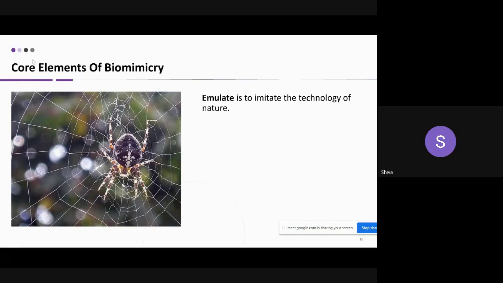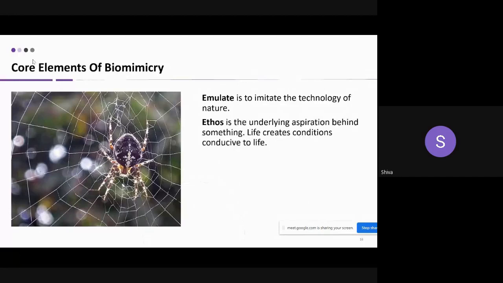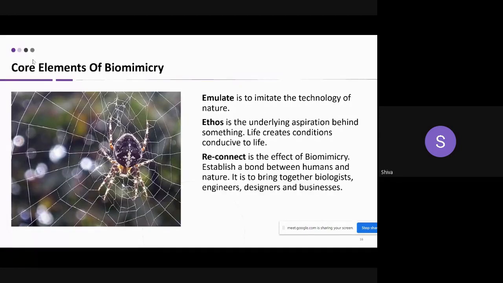Core elements of biomimicry is to imitate the technology of nature. Ethos. Ethos is such a powerful word, right? Ethos is the underlying aspiration behind something. Life creates conditions conducive to life. So what is your aspiration is what ethos is, right? So biomimicry's aspiration is to create life conducive to life. Biomimicry does not create and waste. Biomimicry creates and recycles. That's the intention of biomimicry. And reconnect is the effect of biomimicry.